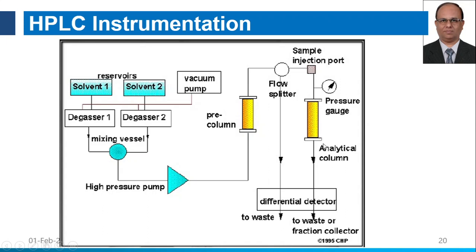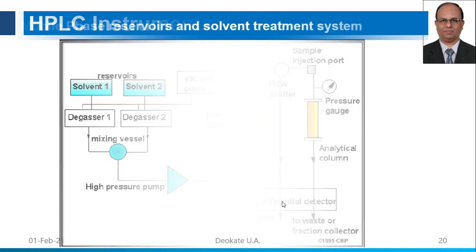This is the HPLC column where the actual separation takes place. The analyte, which is separated in the column, is then sent to the detector. Some portion of your mobile phase is already there in the detector, which acts as a reference, and the sample which is coming out from the column goes to the sample cell. UV visible detectors are generally used as the detector system in HPLC. So this is the block diagram for HPLC instrumentation.